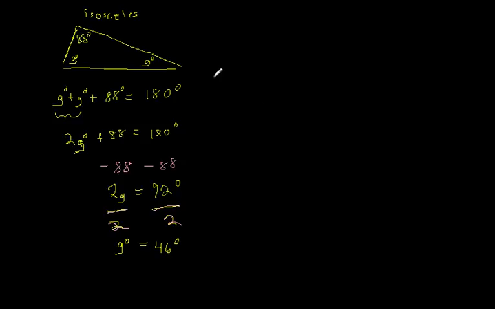And to finalize, once you've finished, you check it all out by saying 46 plus 46 plus 88. Well, 46 doubled is 92, plus 88 should equal 180 degrees. Cool, it does, it checks out. Great. Let's move on to a second problem here.